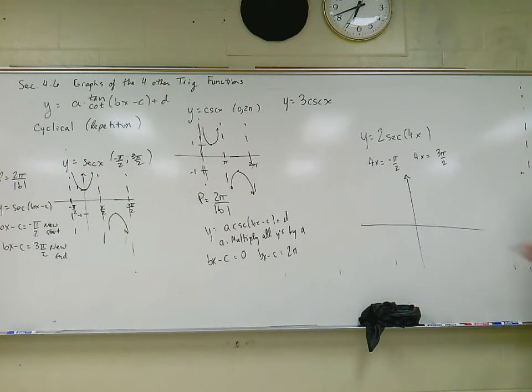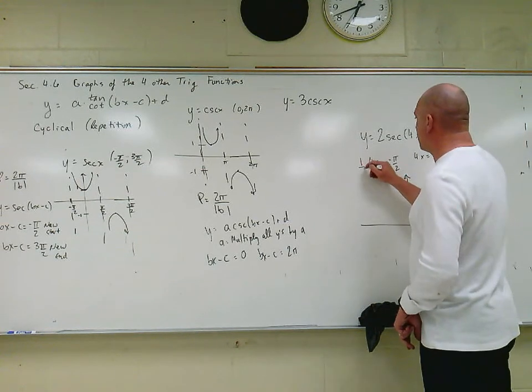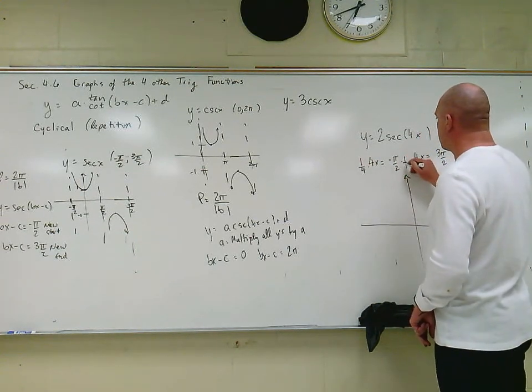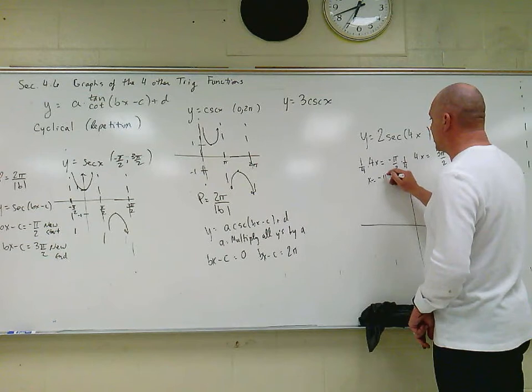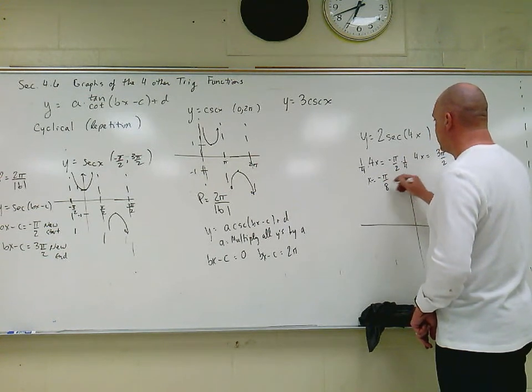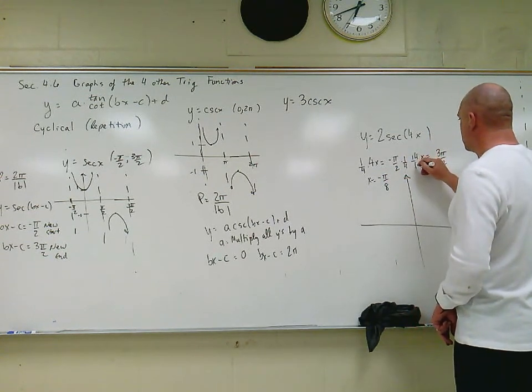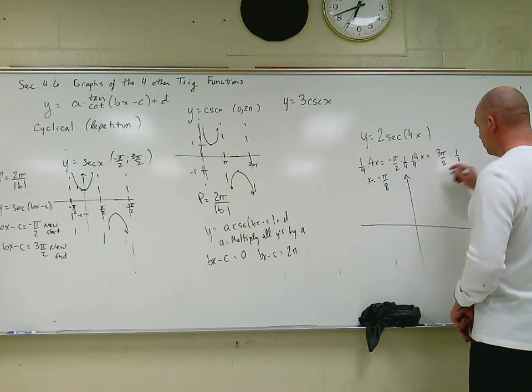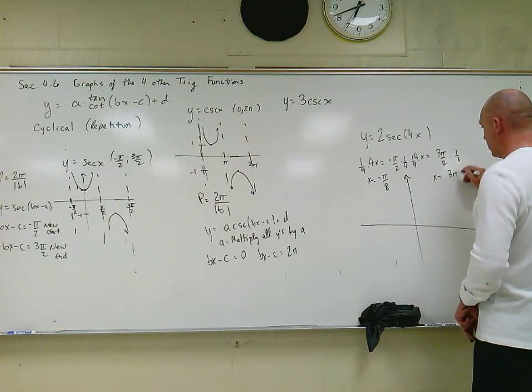Okay, so what do I get here? Instead of dividing by 4, I'm going to multiply by a fourth. So we get that the new start is negative pi over 8, and then again, multiply by a fourth. We get the new end is 3 pi over 8.